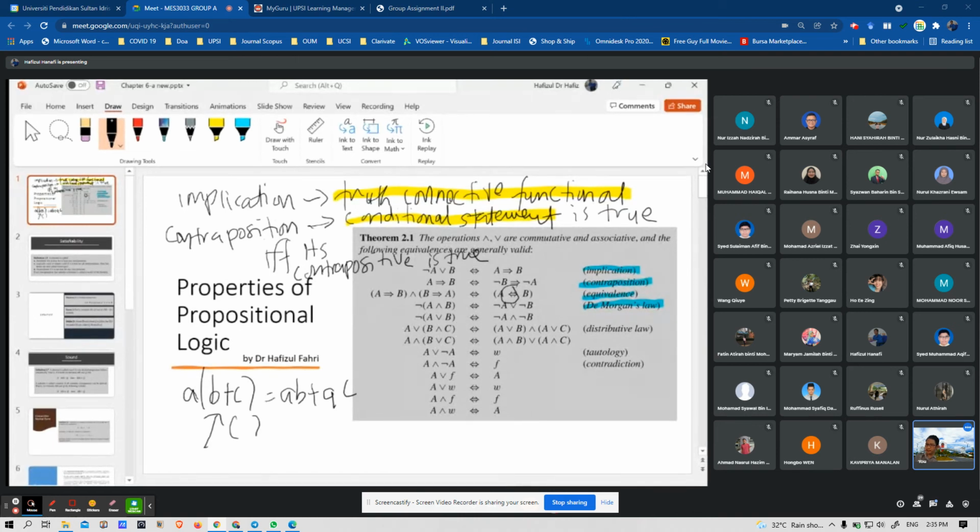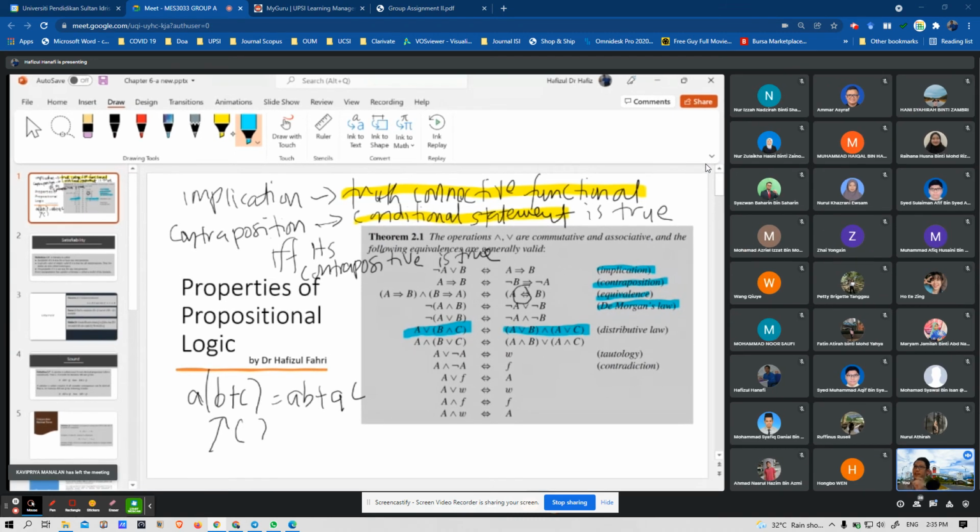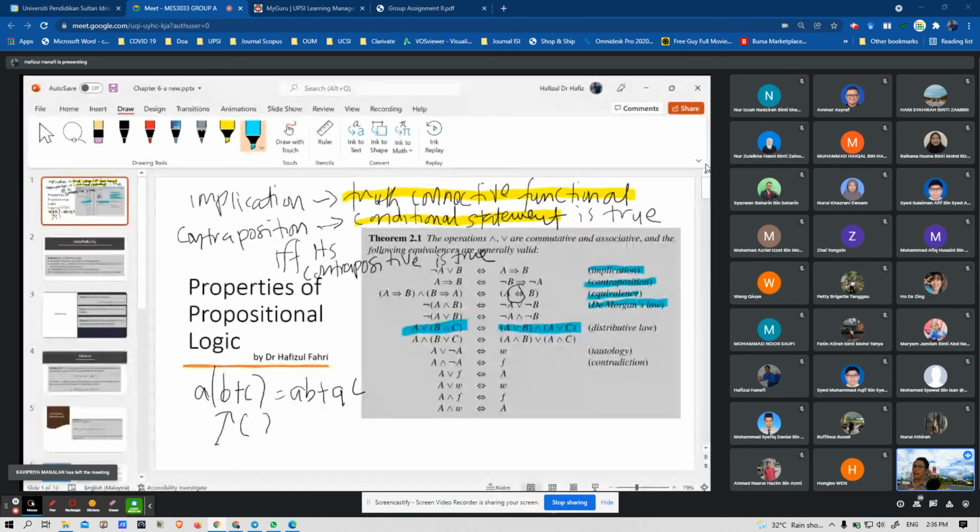Same goes here for the distributive law: we have A or (B and C), and then we have (A or B) and (A or C). This one is for the disjunctive and this one for the conjunctive. Same. That one is for the distributive law.